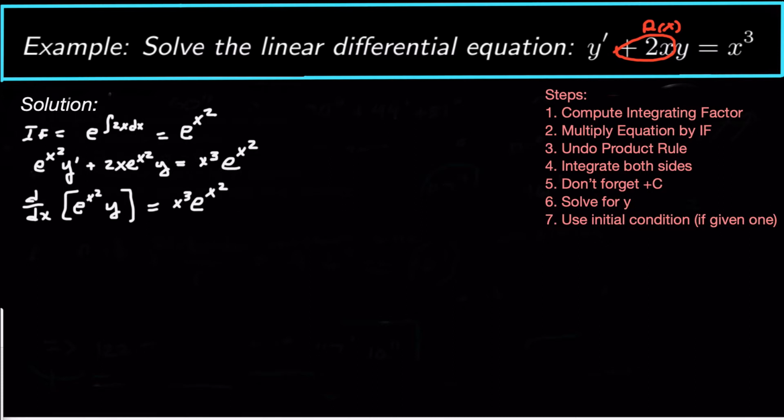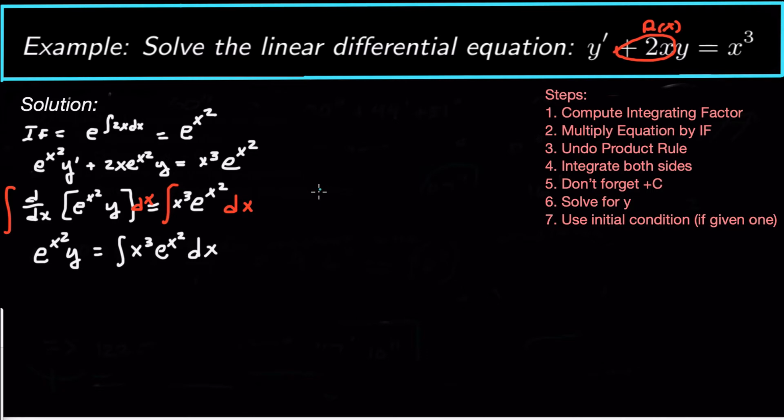Now what we want to do on both sides is integrate with respect to x. And on the left, we get e to the x squared y equals the integral of x cubed e to the x squared dx. Now what we're going to do to solve this integral is a w substitution.